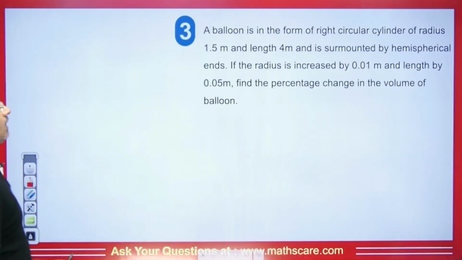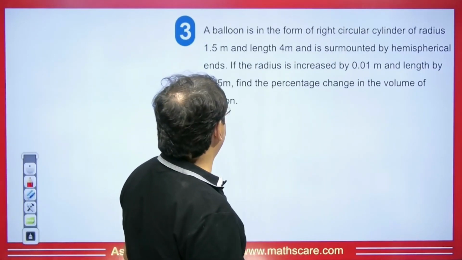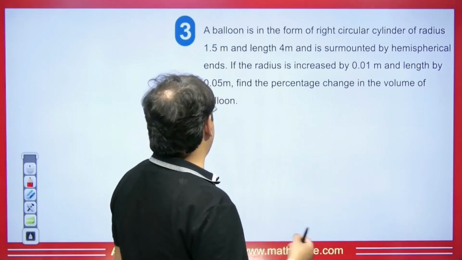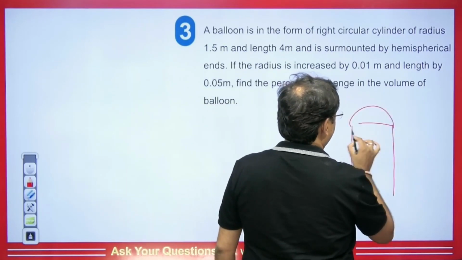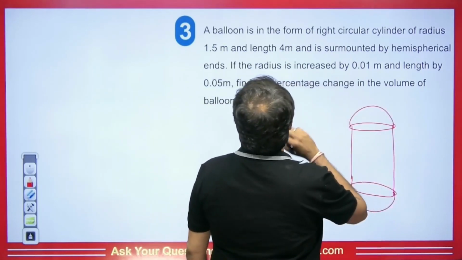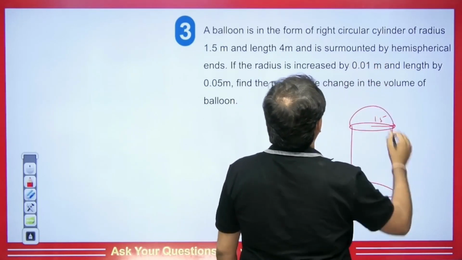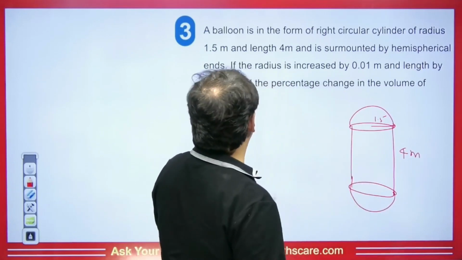So next question, see what it is saying. A balloon is in the form of a right circular cylinder of radius 1.5 meter and length 4 meter and is surmounted by hemispherical ends. So students, here is a cylinder and here we have a balloon, and from here as well another balloon is given. Understood, everyone? So the radius given here is 1.5, and the height given is 4, and apart from this, there is nothing else given.